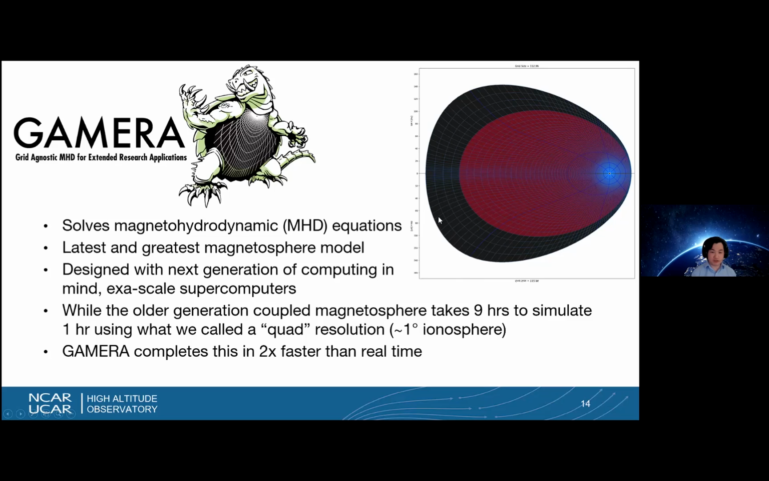So this is the latest and greatest magnetosphere model. It's designed to run on the next generation of supercomputers, exascale supercomputers. I don't think any exist at the moment, but this is designed for the next generation. For comparison, the older generation of coupled magnetosphere model takes about 9 hours of real time to simulate 1 hour of simulation time. We call this quadres, which is about half the resolution of things I'll be showing in this talk. Gamera completes quadres at 2 times faster than real time. So that's a huge improvement. This is 9 times slower than real time, and Gamera completes at 2 times faster than real time. So it's an astronomically big improvement.